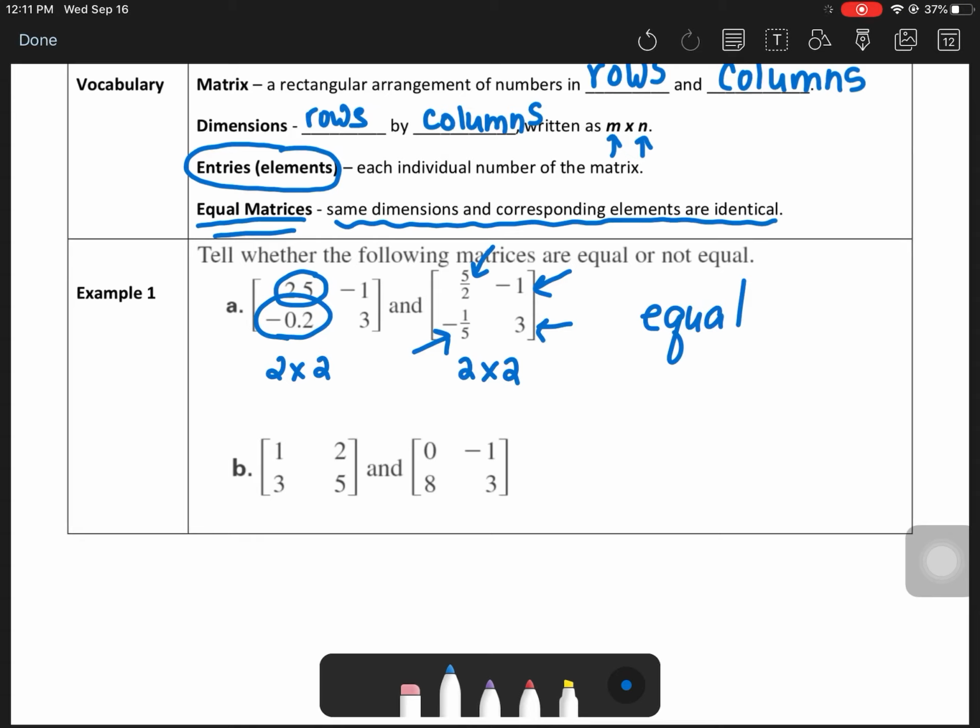When we look at the second set, even though their dimensions are the same, a 2 by 2, their entries are not equal. So these would not be the exact same thing. When we talk about an entry, this entry in the first position, the upper left-hand corner, is not the same. Likewise, the 3, which is in the lower left-hand corner, is not the same as the 8, which is in the lower left-hand corner.